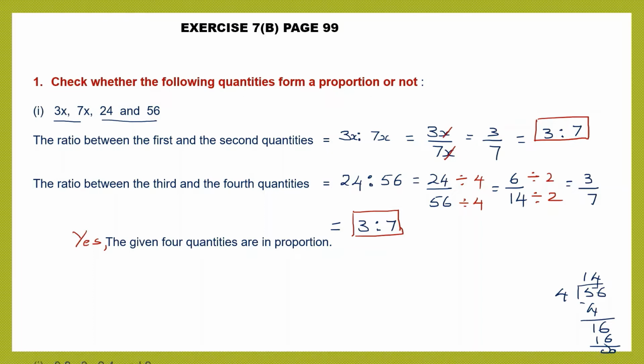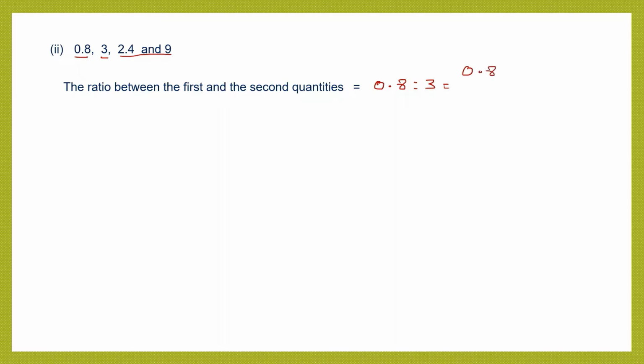Let's go to the next one. Next question. Again, we've got four quantities here. Now we have 0.8 and 3 as the first two quantities, 2.4 and 9 as the second two quantities. So the ratio between the first and the second quantities will be 0.8 is to 3. So let's simplify that and see. This becomes 0.8 by 3. Now to reduce it to the lowest term, let's convert 0.8 into a whole number.